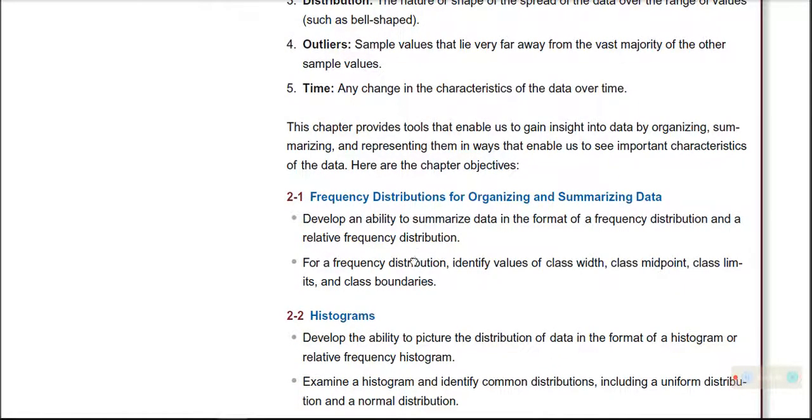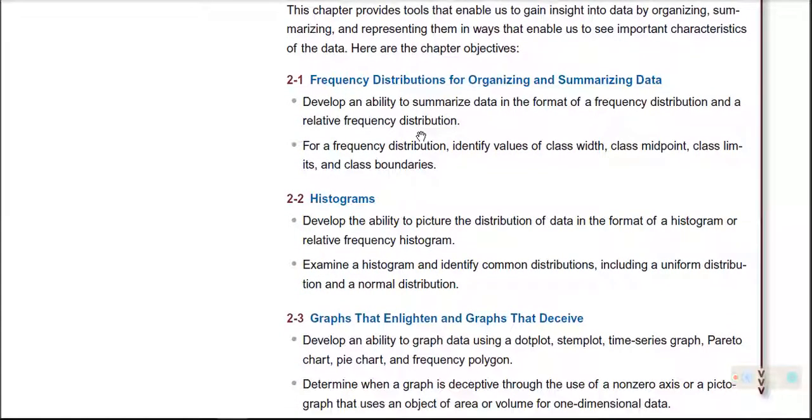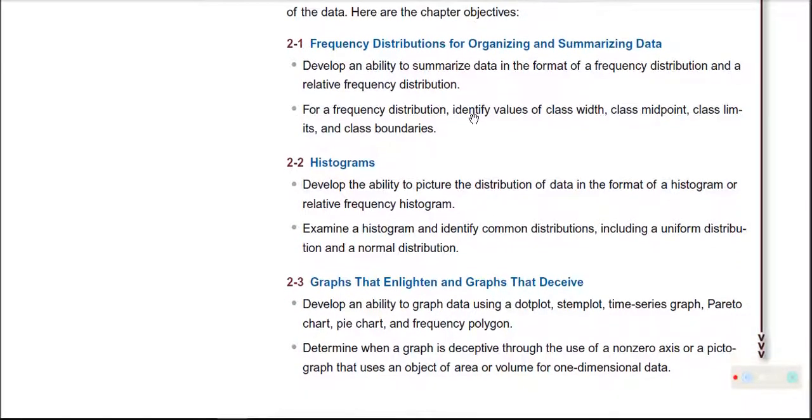Here are the chapter objectives. First, frequency distributions for organizing and summarizing data. I already gave you a video link for this topic, in the cumulative review. You have to develop an ability to summarize data in the format of a frequency distribution and a relative frequency distribution. For a frequency distribution, identify values of class width, class midpoint, class limits, and class boundaries. We will delve a bit deeper on how to properly construct frequency distributions in this video discussion.